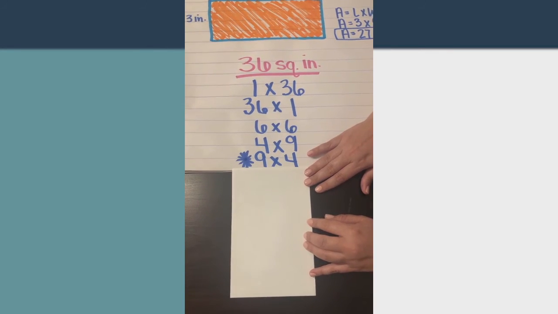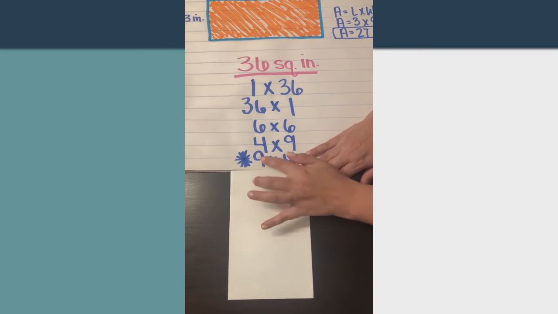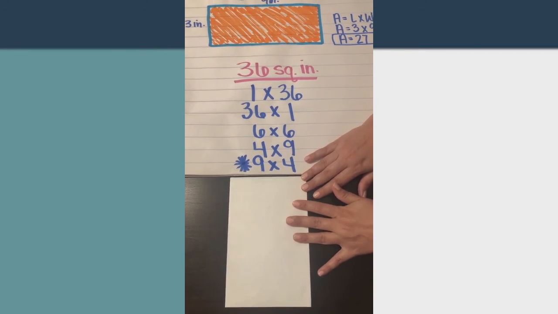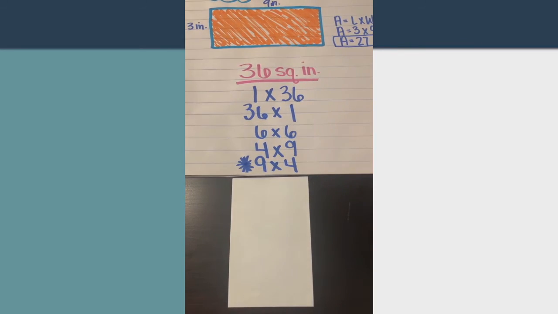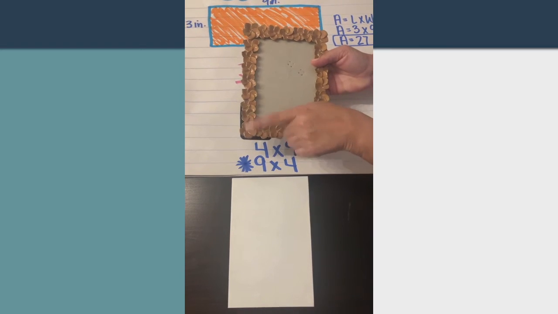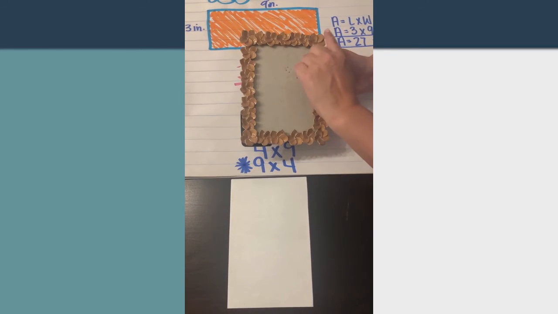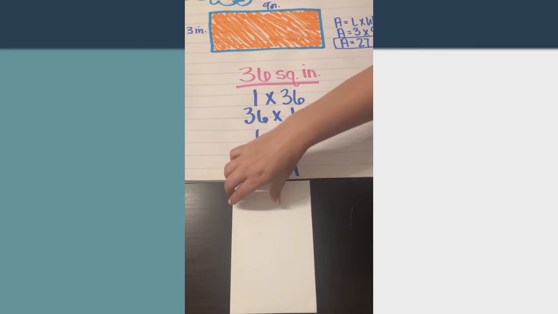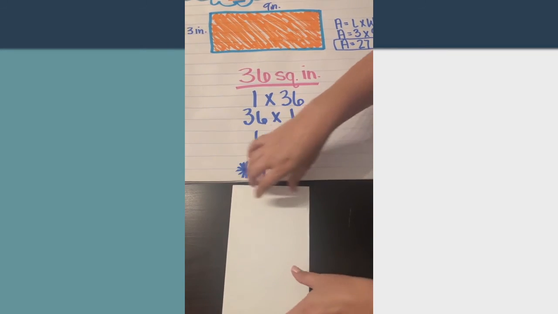And 9 times 4. So you could have a measurement of 9 inches on the side length and a width of 4 inches. And I have a star there because I did find a frame that measured 9 inches on the side length and 4 inches going across. So my neighbor was in luck because I had a frame for her if she wanted it.